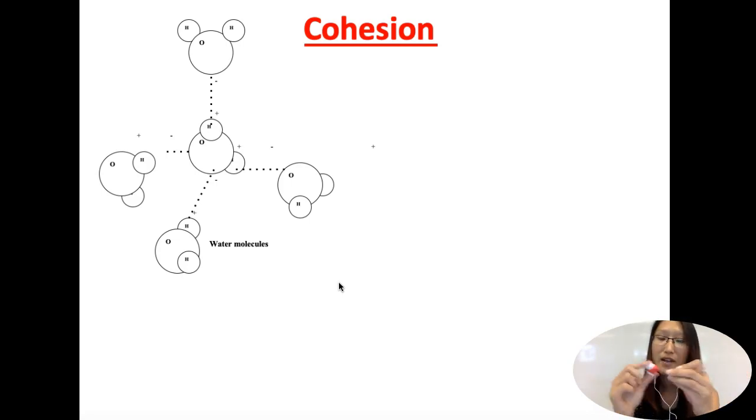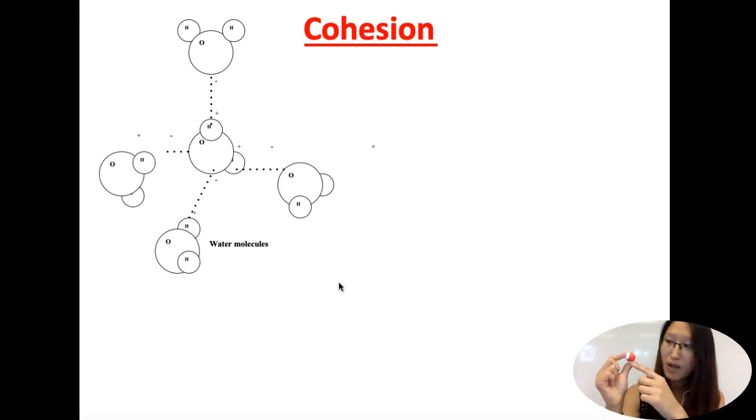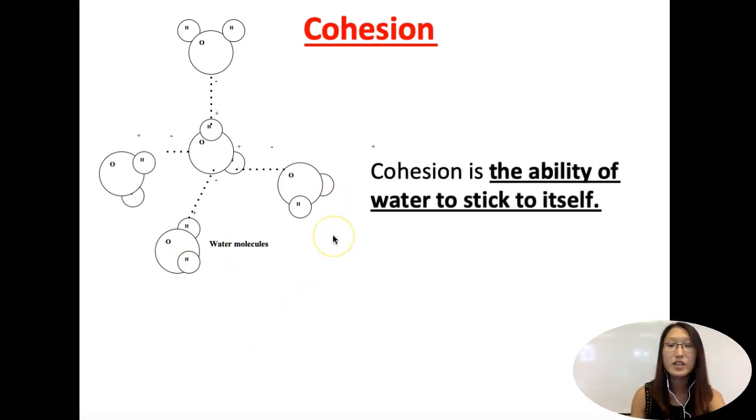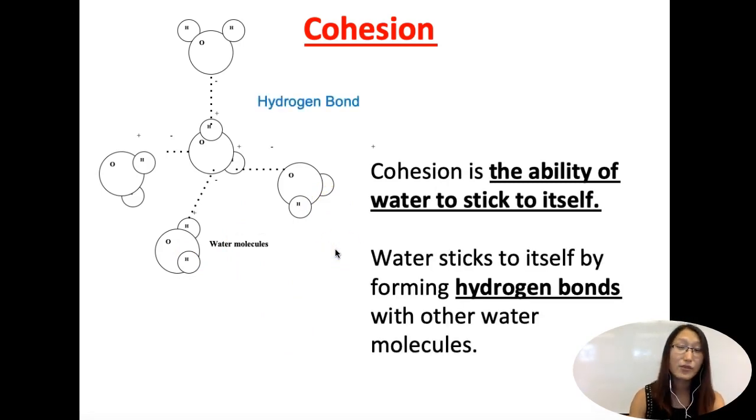But if you were to have another water molecule that also has the partial positive of the hydrogen, the white dots, and then the partial negative of the red dot, then they can attract to each other, right? So this interaction between two water molecules, this weak attraction, is weak enough that you can pour water and you can break water apart, right? This attraction force between water molecules is called cohesion. So here we go. Cohesion is the ability of water to stick to itself, and it sticks to itself by forming hydrogen bonds with other water molecules.